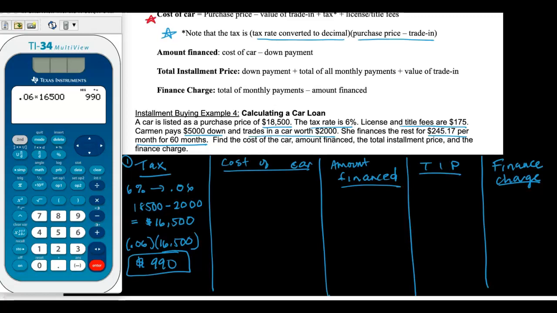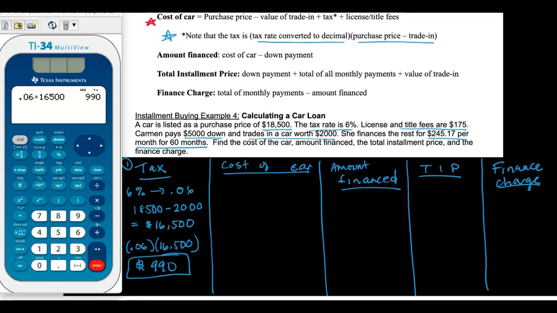So we're going to take, let me scroll up a little bit so we can see it. So we're going to take the purchase price minus the value of the trade-in plus the tax we calculated, and then any license or fees. So I'm going to start with the purchase price. So the purchase price was $18,500. I'm going to subtract the value of the trade-in. So we just did that. We did minus $2,000 and we got $16,500.